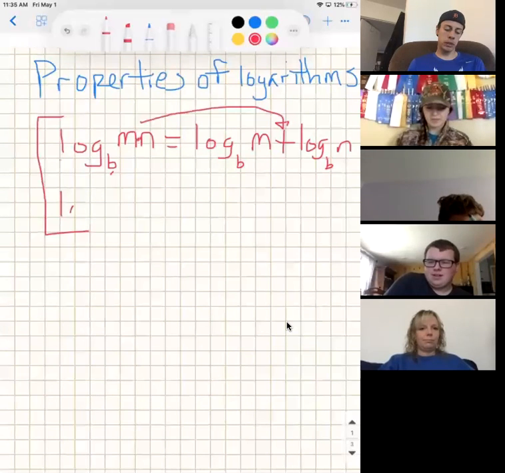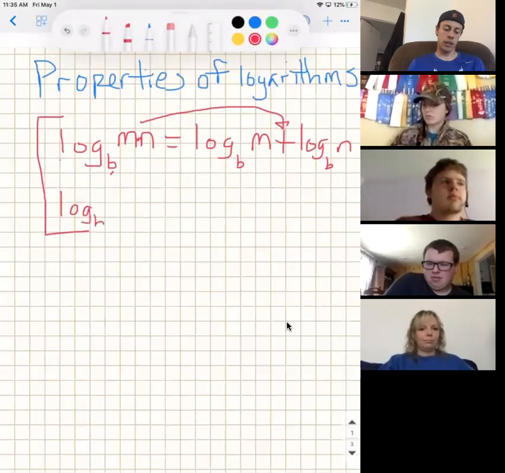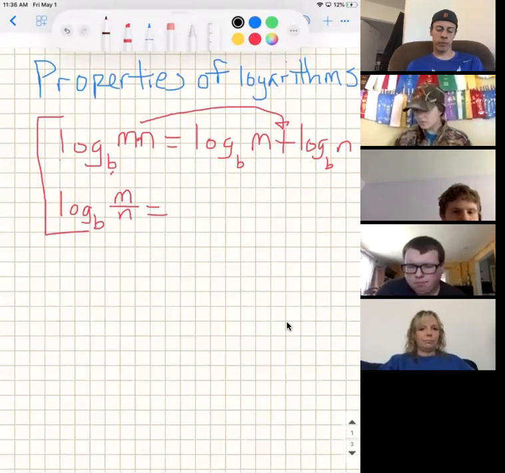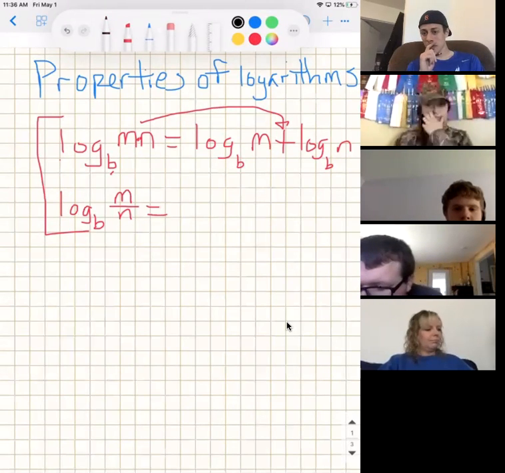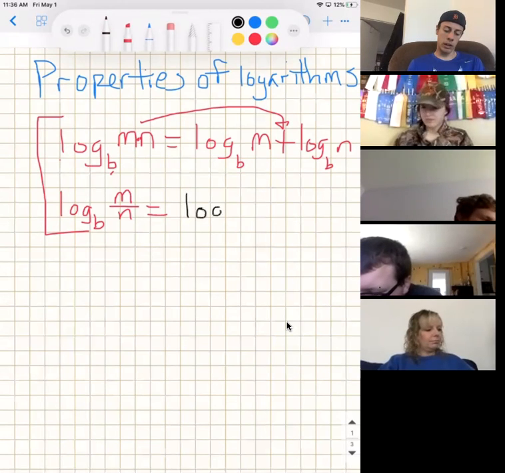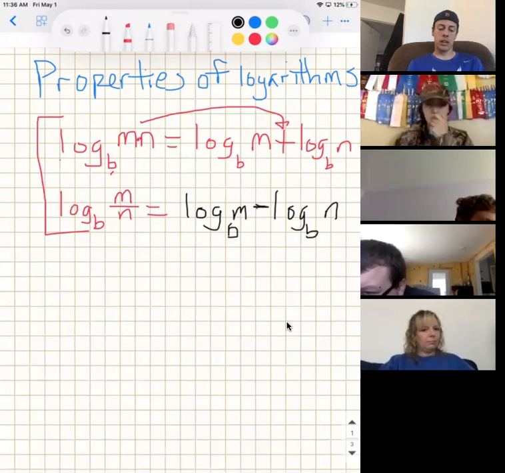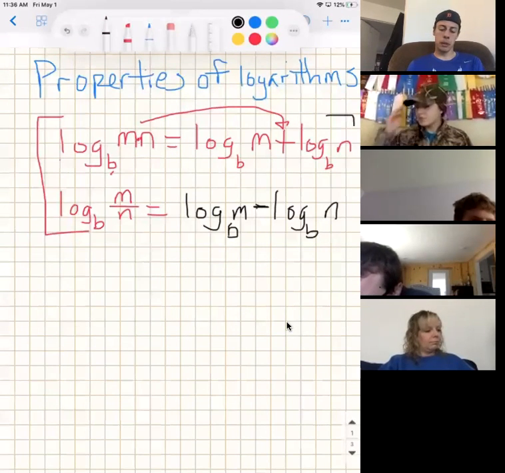What would you guys predict we could say if I said log base b of m over n? What would your prediction be? Subtraction. Yeah, okay. We can just write this as log base b of m minus log base b of n. That's a minus sign in there.